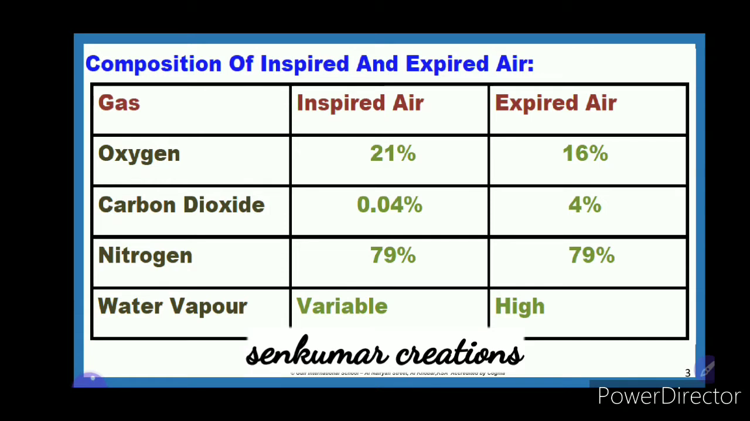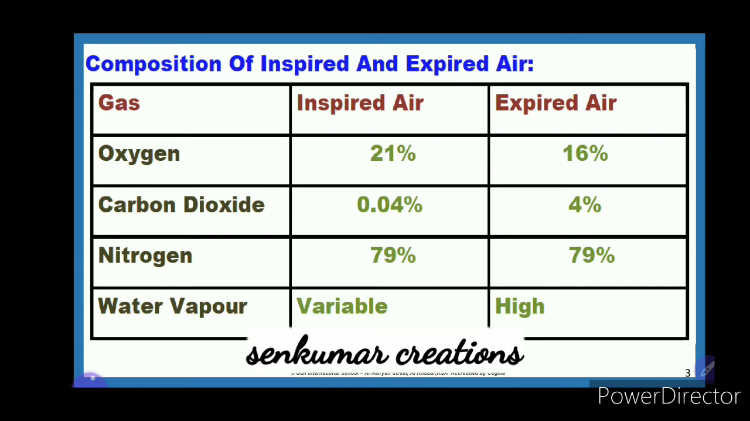So see the oxygen. Actually, when we inspire the atmospheric air, the level of oxygen is 21%, and in expiration, when we give out the exhale process, 16% of oxygen comes outside. Carbon dioxide, you can see, 0.04% only inhales into the body, and when it comes outside you can see 4% only. So the oxygen level in expired air is very less because that oxygen is consumed in the body or diffuses into the bloodstream for the process of respiration.